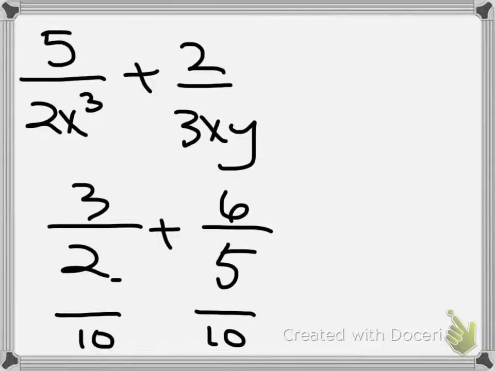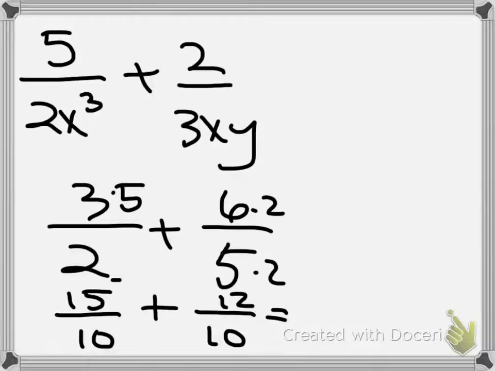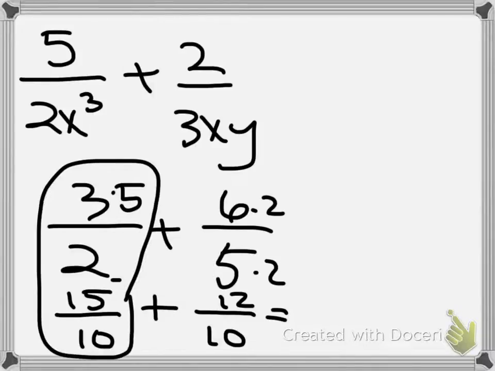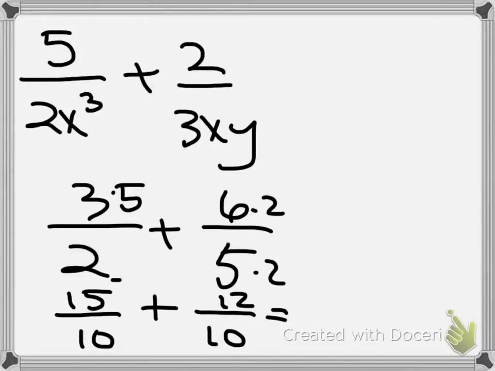And then I say, 2 times what gives me 10? 5. So multiply that by 5, so that's 15. Bring down my plus. 5 times what gives us 10? 2. Since I multiplied the denominator by 2, I multiply the numerator by 2, and I'll get 12. We have been doing this piece for a while without the adding, so this isn't totally foreign. Then we just add the numerators, which will be 27 over 10. And then if we can't reduce that, we're done.